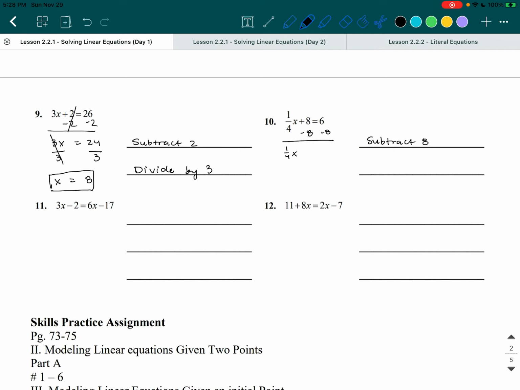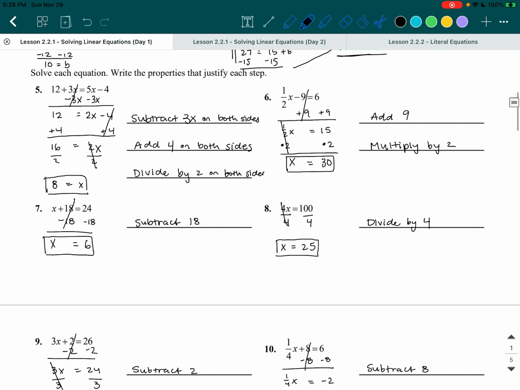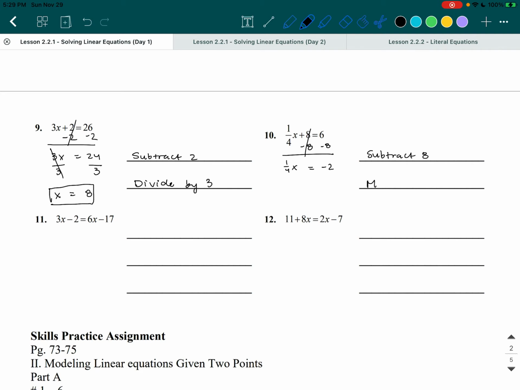Then you would get 1/4 x, those cancel out, equals -2. And then remember, it's a fraction, so it's just like number 6 over here. A fraction 1/2 x and number 6, then we multiplied it by 2. Here we have 1 divided by 4x, so we're going to multiply by 4. So multiply by 4, you get x is equal to -8.